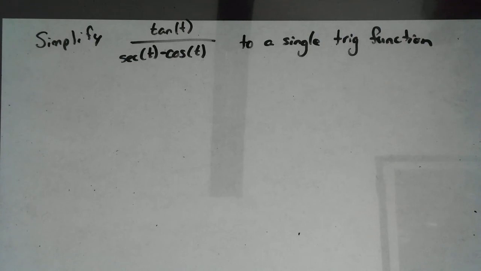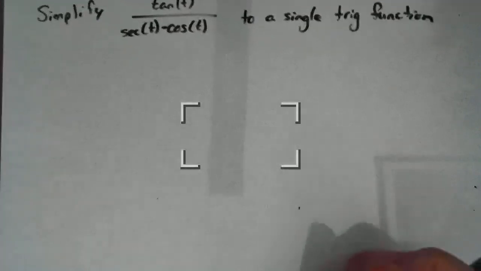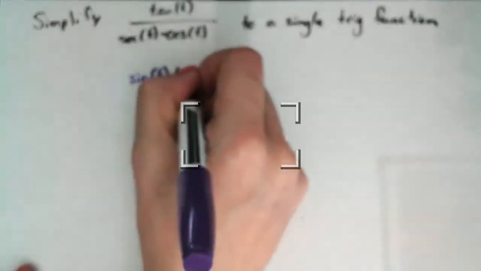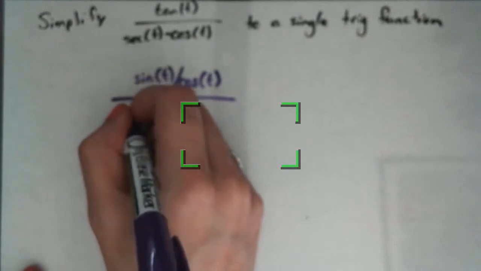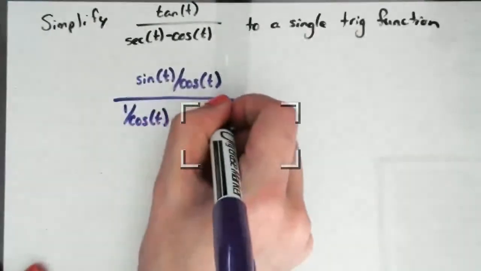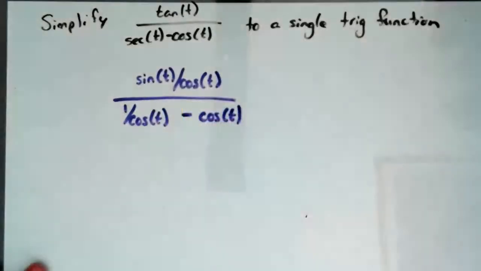I'm going to try what I usually start with, and that's switching everything to sines and cosines. It is going to get messy, but things are going to cancel out pretty quick. So tangent is sine over cosine. So in my numerator, I have the sine of t over the cosine of t. In my denominator, I have the secant of t, which is 1 over cosine of t, minus just the cosine of t.